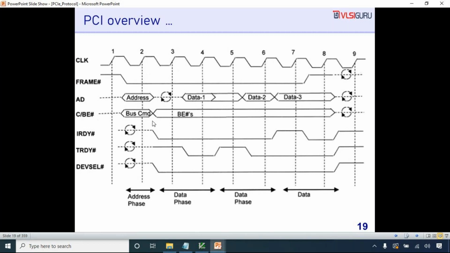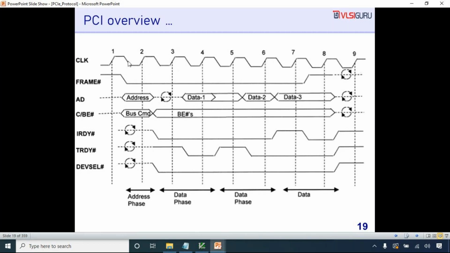Then you are indicating whether it's a command or whether it's data. And then you have I ready, T ready, device selection, everything. So everything is being sent on dedicated lines. There is a dedicated line for each. That is what makes it a parallel protocol.